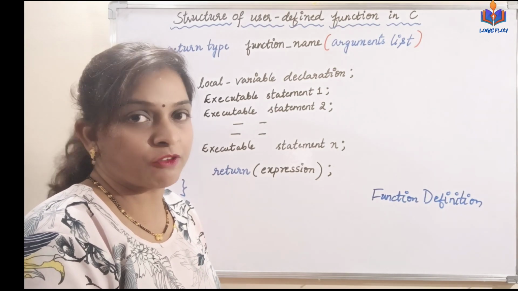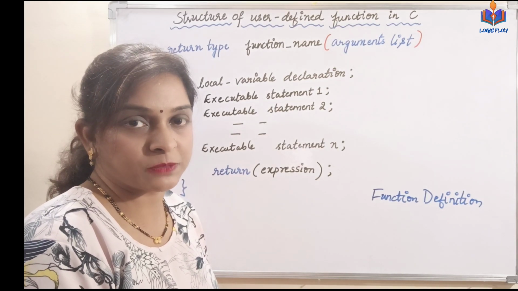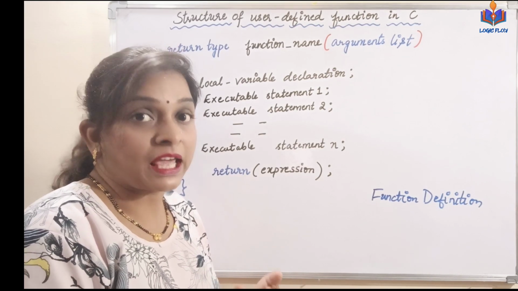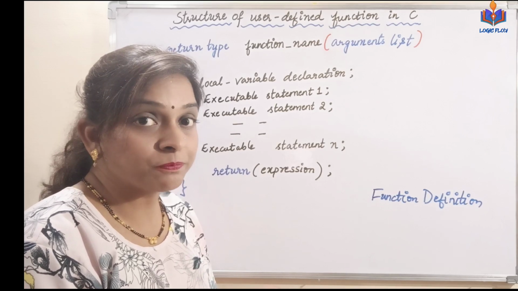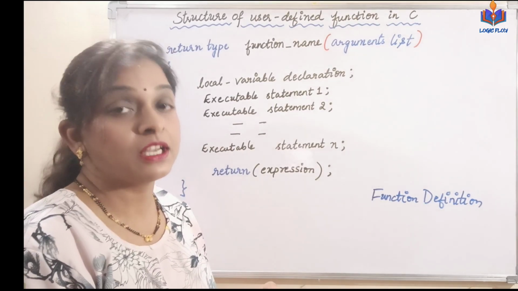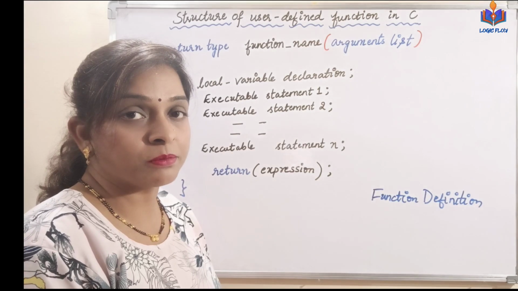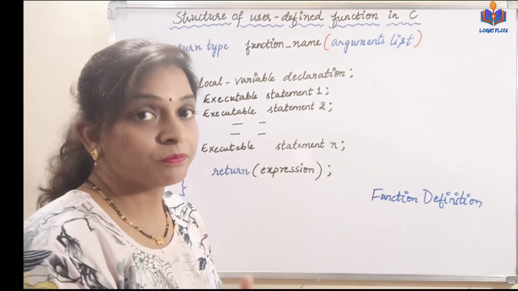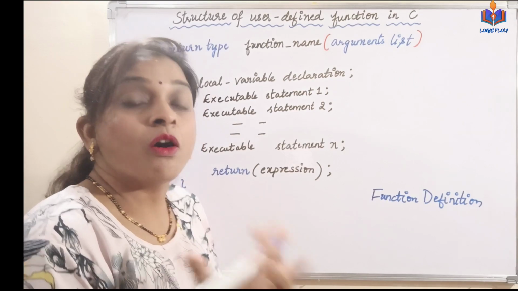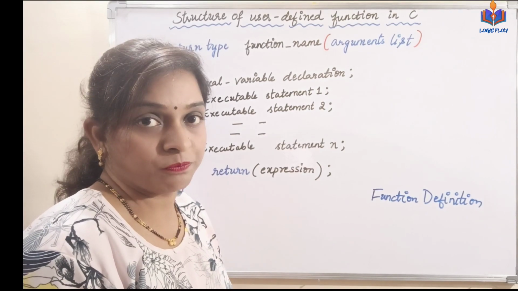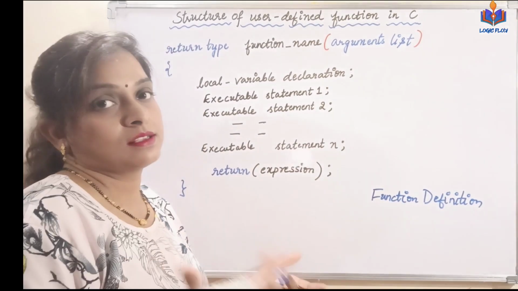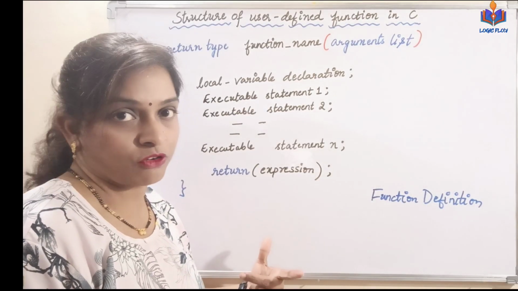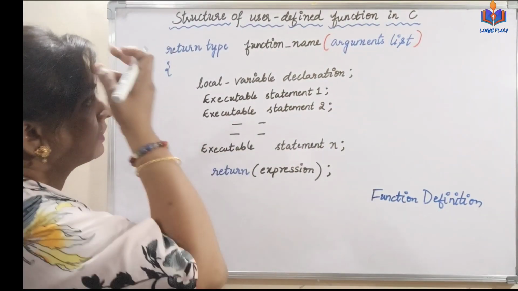So for example, if I want to perform the addition of two numbers, then I need to define what actually the task is going to do. It is going to input two numbers, it is going to compute those two numbers, and it is going to display the result. That is the definition. So how to write that definition? We have some proper syntax for it, a structure for it. The structure is like this.